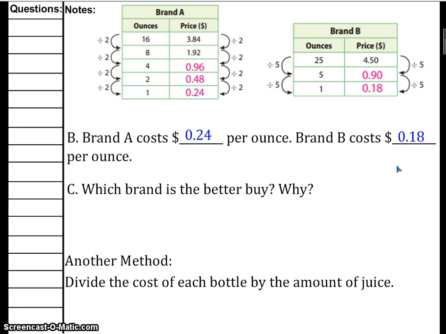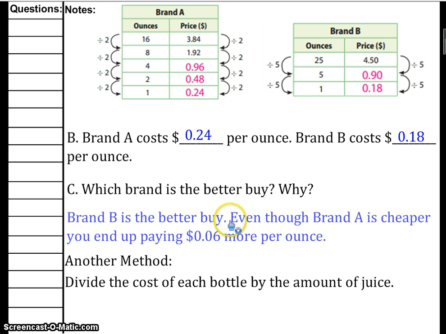Now that you know how much each brand would cost per ounce, so they're the exact same amount of ounces, which one would you say is the better buy? Brand B is the better buy. Even though brand A is cheaper at the beginning, you still end up paying 6 cents more per ounce. So technically, brand B is a better buy because you're paying less per ounce.